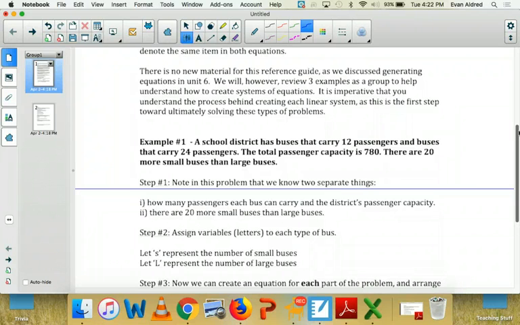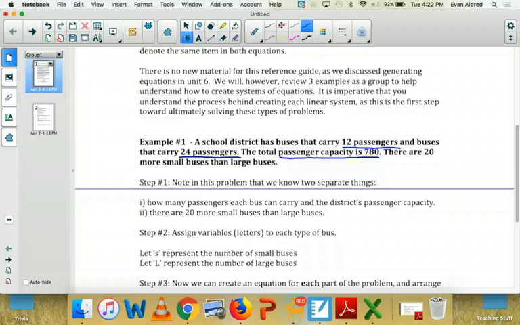So example number 1 reads: a school district has buses that carry 12 passengers and buses that carry 24 passengers. The total passenger capacity is 780, and there are 20 more small buses than large buses. So we can see in everything that I'm underlining in blue that part of this information deals with the number of passengers. So one type of bus holds 12 passengers, the other type of bus holds twice that, 24 passengers. And in total, if we take all the buses and figure out how many they all can hold, the answer is 780. So we can hold 780 students in total.